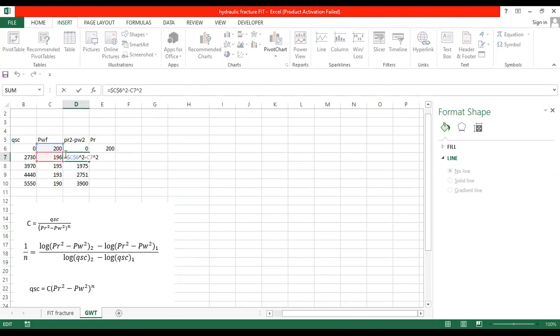So this is the difference between 200 square minus 196 square. The next one is the difference between 200 square minus 195 square, and then 200 square minus 193 square. This is the pressure differential, PR square minus PWF square. So right now we have the y-axis and we have the x-axis. The x-axis should always be on the left side. So I'm going to start inserting a graph.